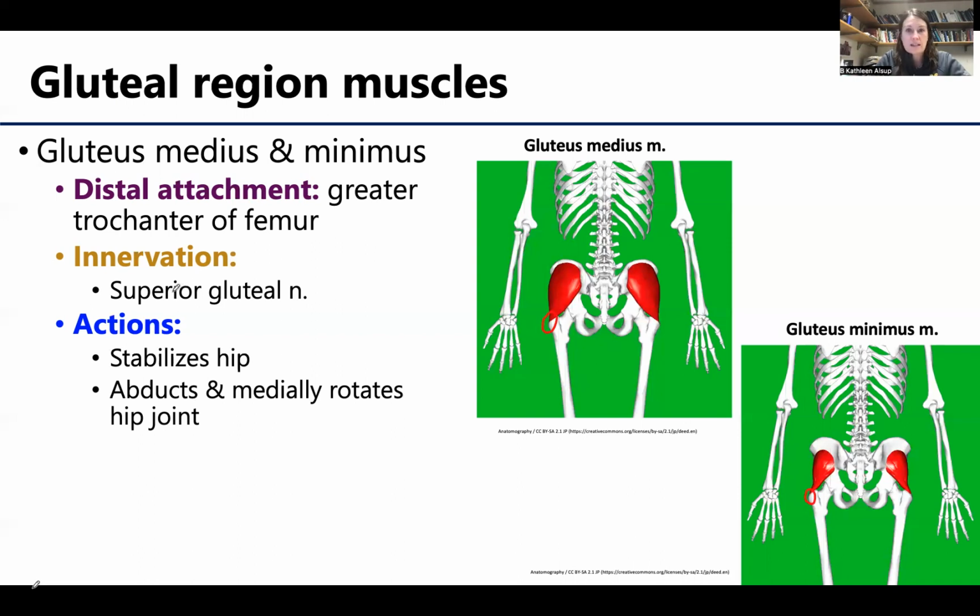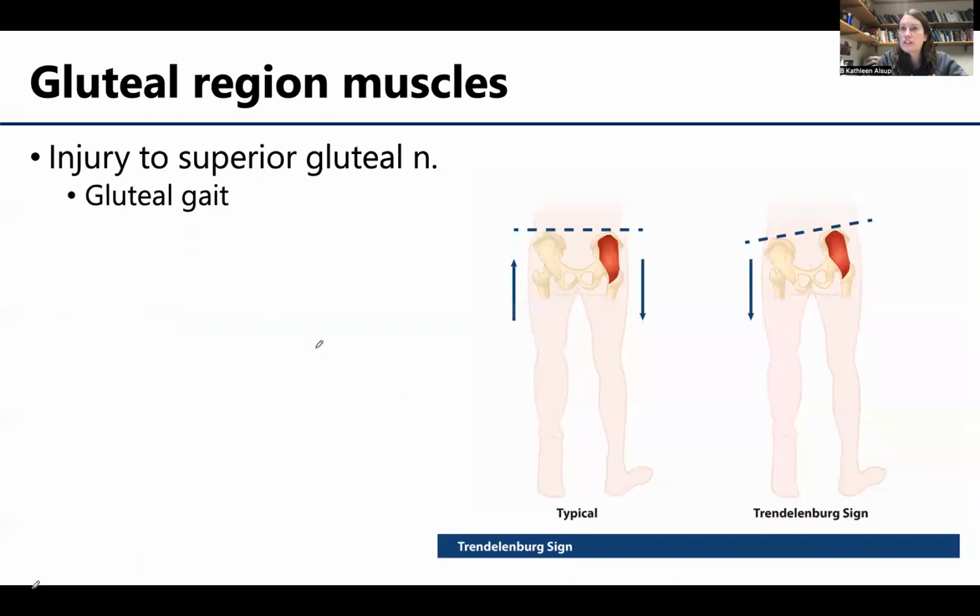And really, the major role of these two muscles is to stabilize the hip, particularly during locomotion. It doesn't allow for the hip to sag on one side. It contracts and keeps it where it needs to be. And it does that by abduction of the hip joint, and it does play a role in terms of medial rotation as well. But really, these two work together to allow for stabilization.